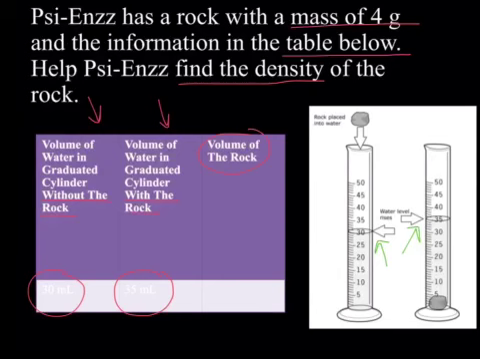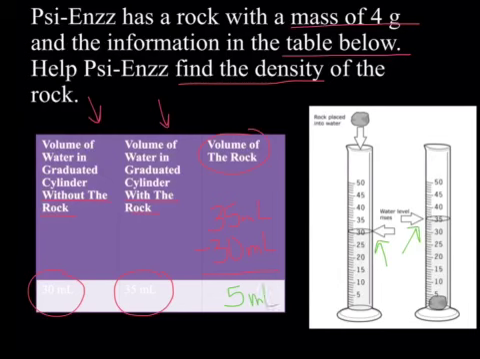What do you think we do? Great job. You have to subtract the two volumes. 35 milliliters minus 30 milliliters. What's 5 minus 0? Exactly, 5. 3 minus 3? 0. So, the volume of our rock is 5 milliliters.